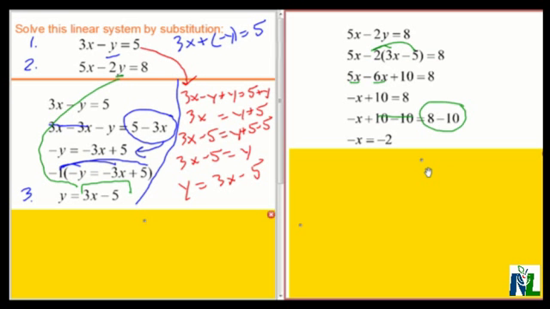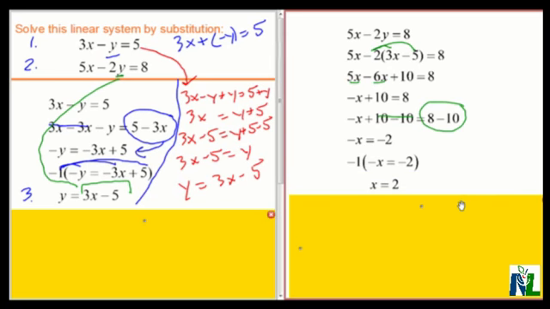So I can either divide both the left and right-hand sides by negative 1, or I can multiply both the left and right-hand sides by negative 1. So I'm going to multiply both sides by negative 1. So negative 1 times negative x will give me x on the left, and negative 1 times negative 2 on the right will give me 2. So I get x equals 2.